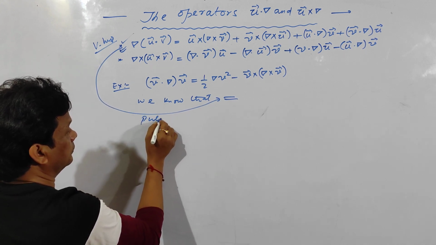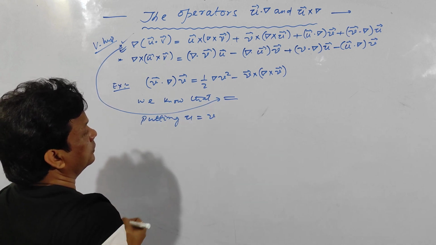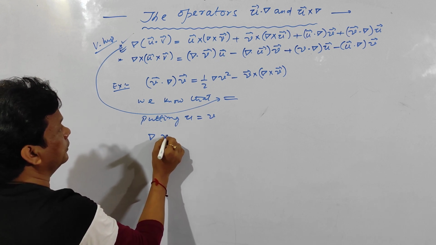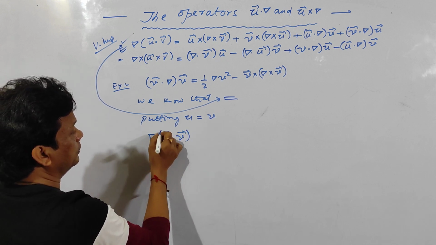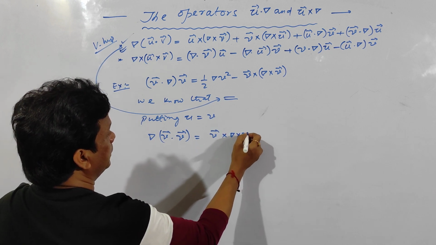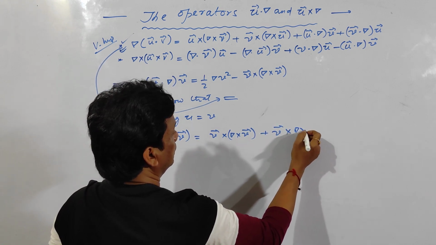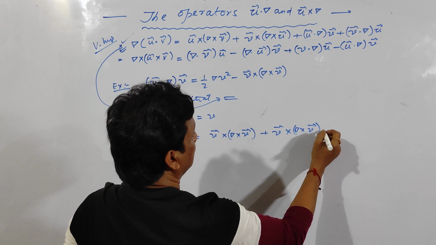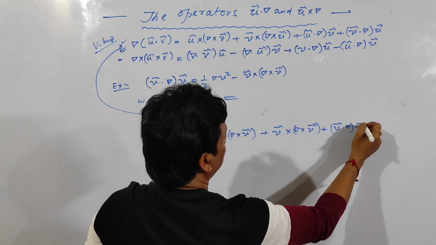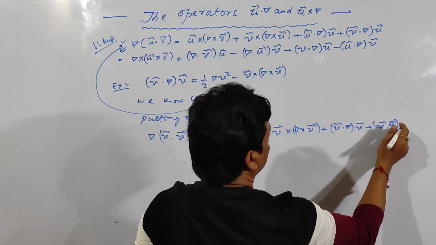Therefore, putting u is equal to v, we have del of v dot v is equal to v cross del cross v plus v cross del cross v plus v dot del into v plus v dot del into v.